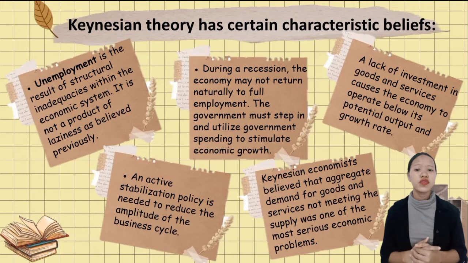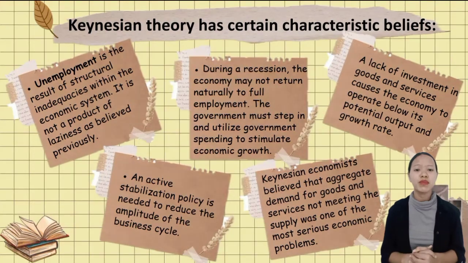So a lack of investment in goods and services causes the economy to operate below its potential output and growth rate. So an active stabilization policy is needed to reduce the amplitude of the business cycle. So Keynesian economists believe that aggregate demand for goods and services not meeting the supply was one of the most serious economic problems.